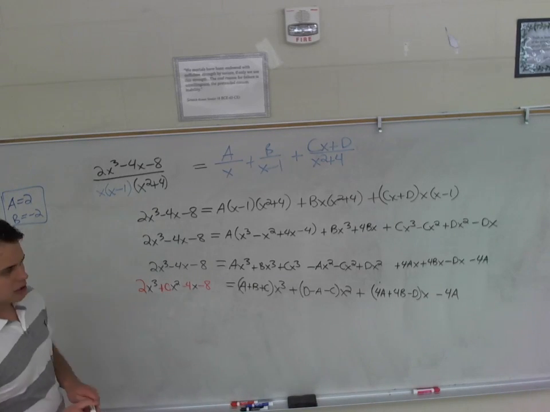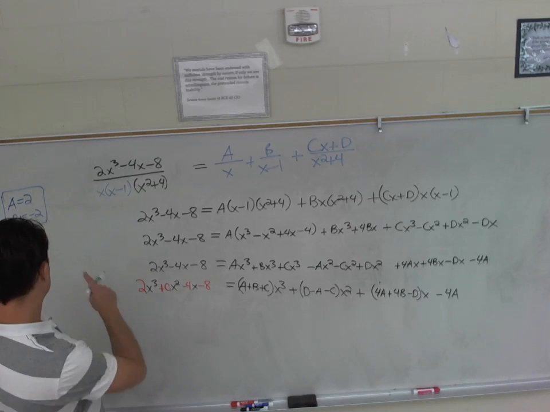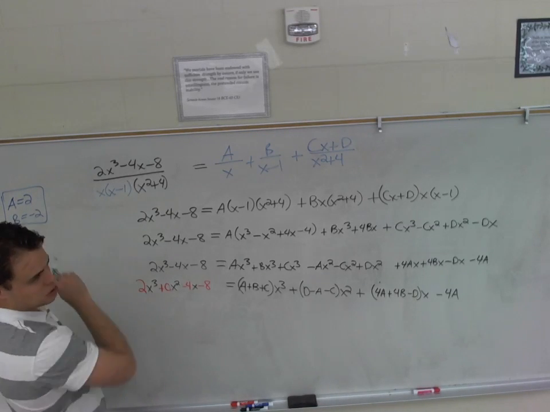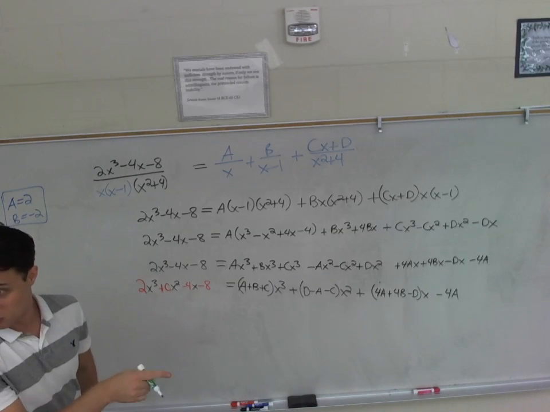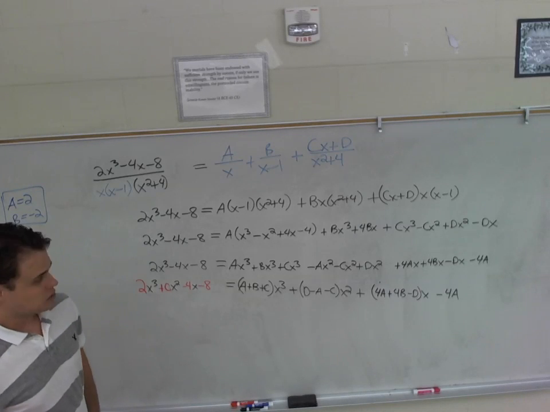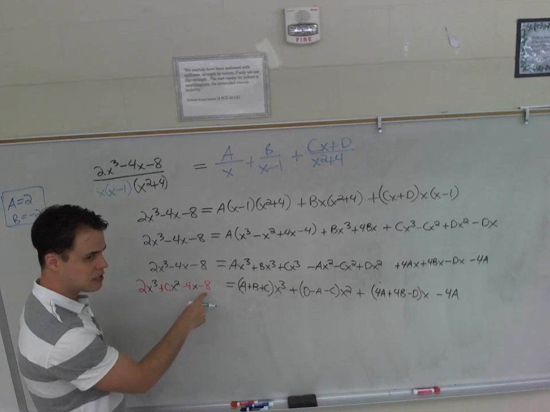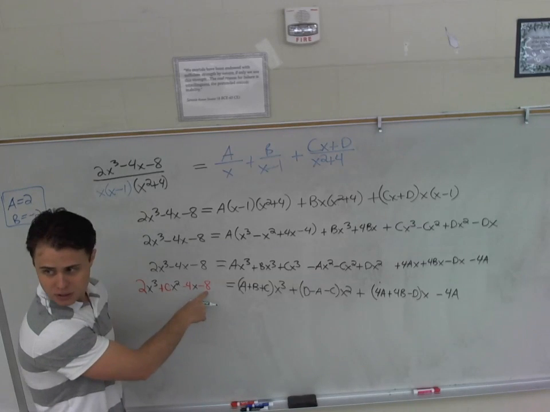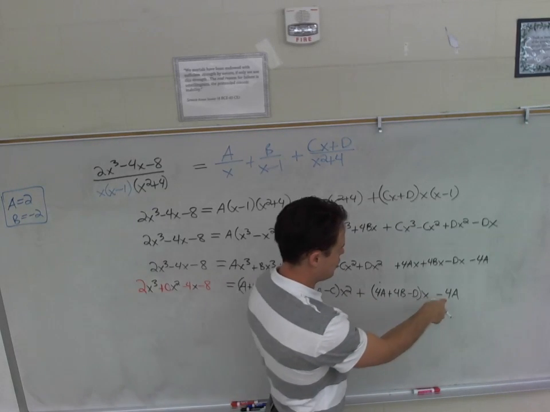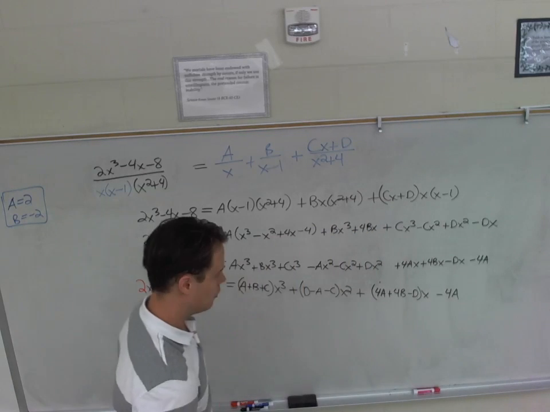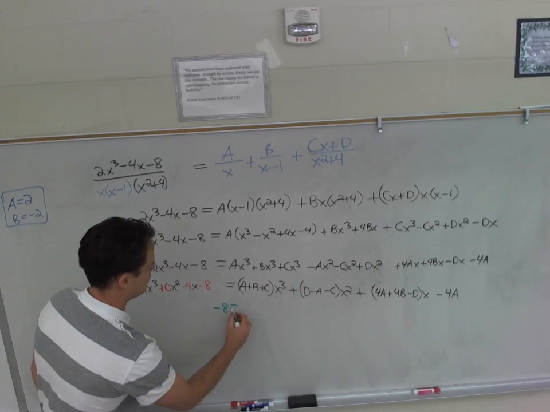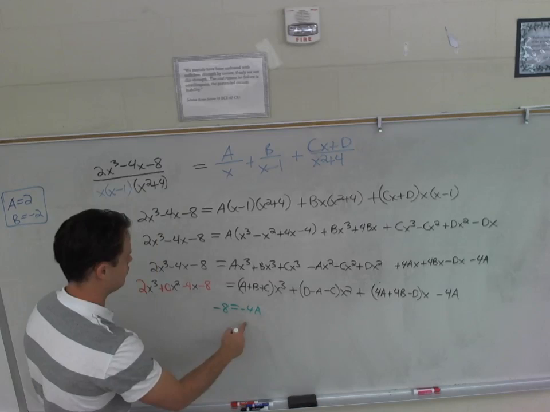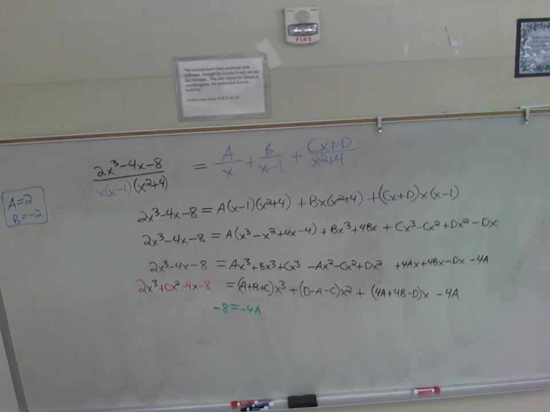Which may or may not help us on this one, where we're going to have to do some more work. But what I found here is, we already found A was 2, right? Let's see if we can confirm it this way. If I equate the constant coefficient on the left, which is -8, and the constant term over here, which only had an A, what do you get? You get -8 equals -4A. Divide, there's your 2. Does that make sense?